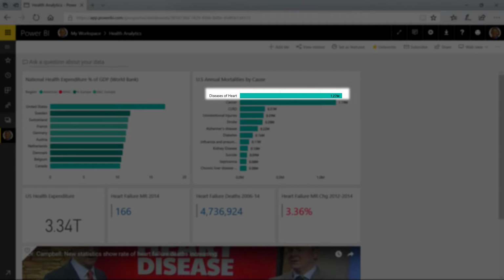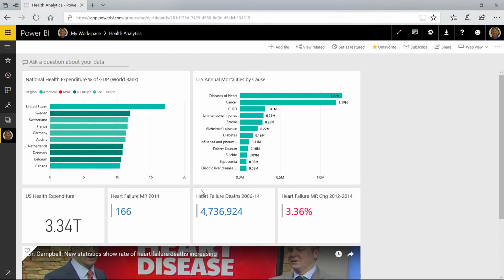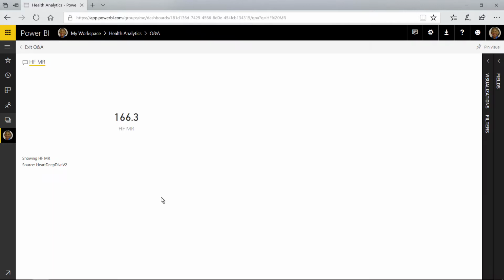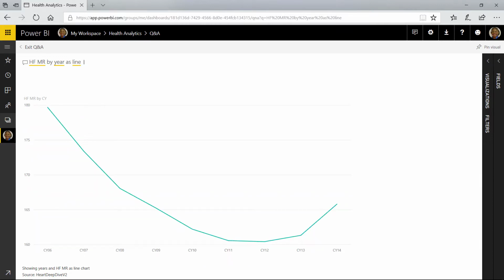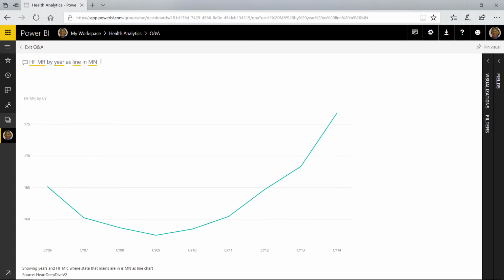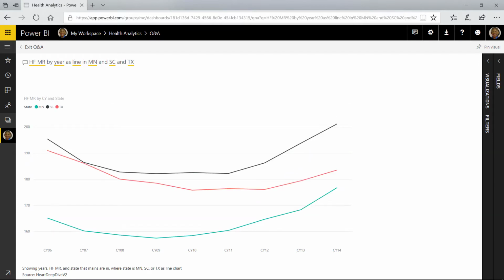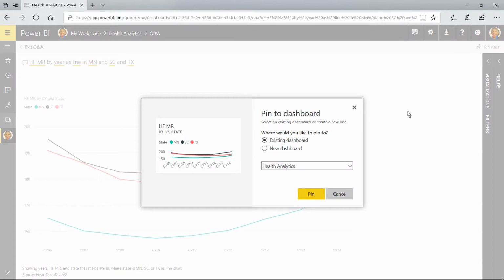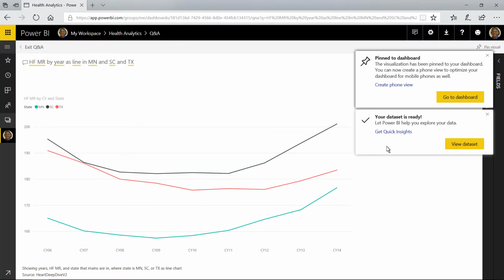Chelsea can see that the leading cause of death in the U.S. is heart disease, and she drills down to identify which states are most affected. With Power BI Q&A, she can ask natural language queries, refining her search until she finds the insight she's looking for. In this case, she sees that heart failure mortality has decreased in California, but has increased in several other states. Chelsea pins the visualization to her dashboard for quick access later.